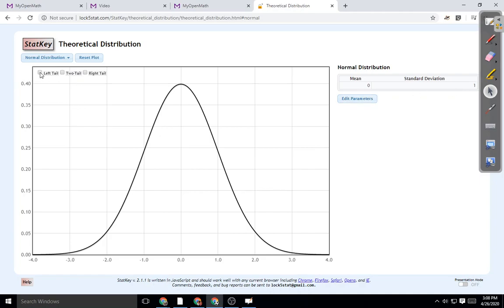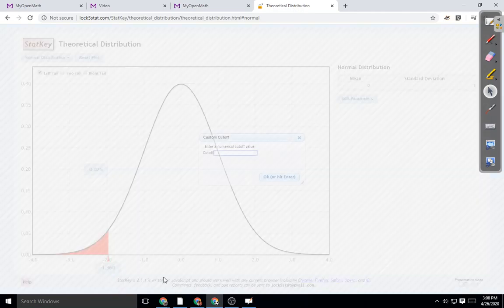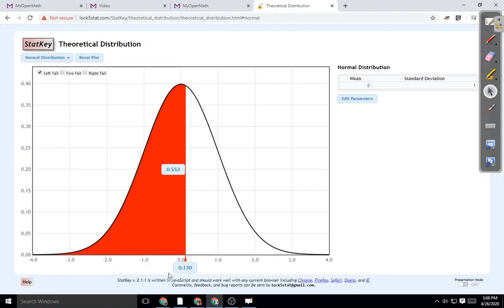I'm doing a left tail because it's a less than, which is also a percentile, and I want the z-score to be 0.13. And so this says that this would be about the 55th percentile, because 55.2% of the data lies below a z-score of 0.13. So the answer to this problem would be 55.2% as a percentage, or 0.552 as a decimal.